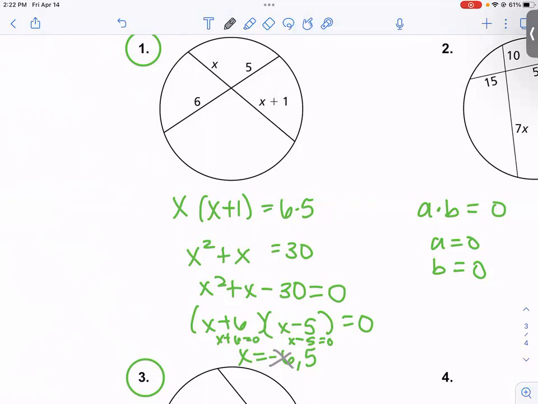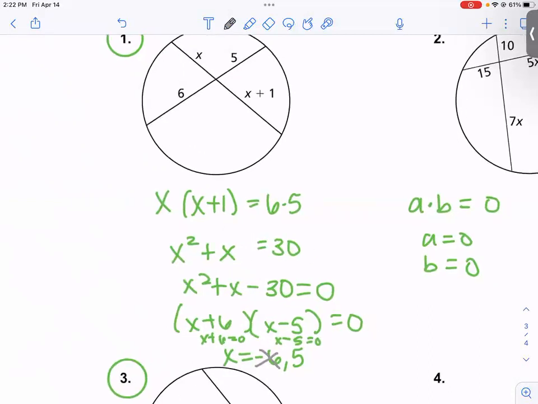So on my answer, I would just cross out negative 6. And so 5 is your only answer.